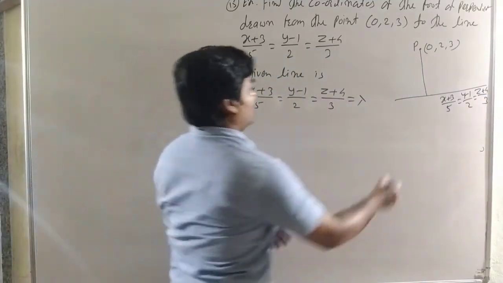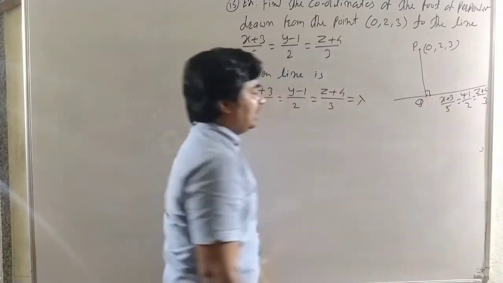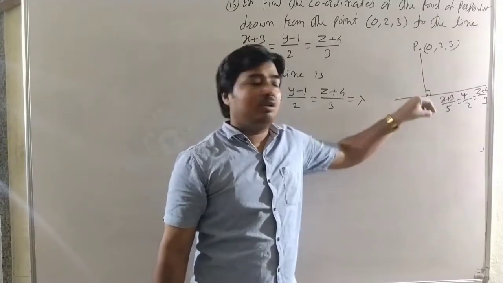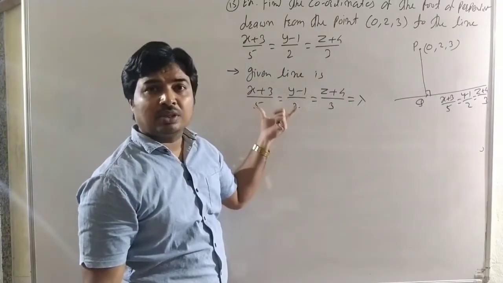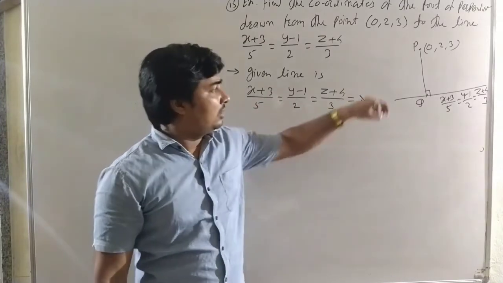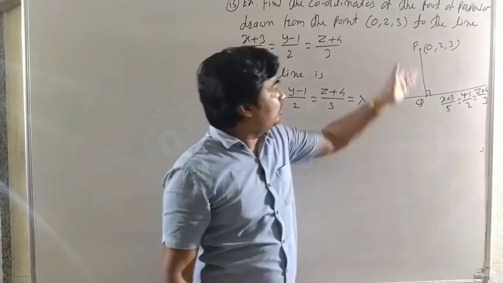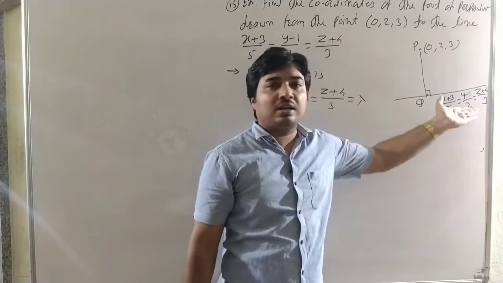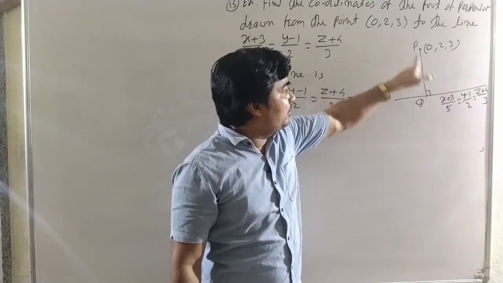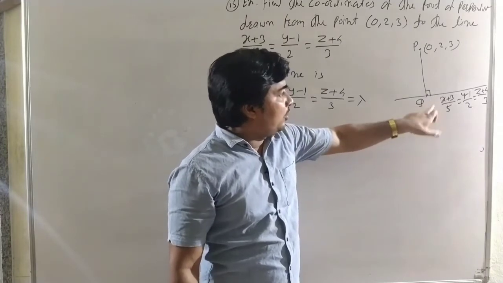Now we want to find the coordinates of the foot of perpendicular. Say it is Q. That Q lies on this line, that is, Q is a point on the given line. Then any point on the line is (x, y, z). We take x, y, z as the coordinates of the point Q, and we know that PQ and the line are perpendicular. Then find the direction ratios of PQ. P is given, Q we find, as Q is any point on this line.